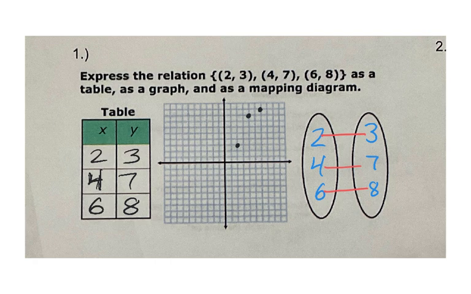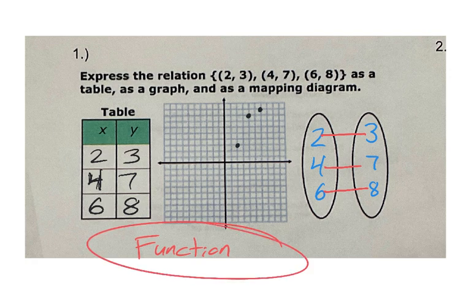So the list of x's should be in order, least to greatest. List of y's in order, least to greatest. No repeats, and then you draw lines to connect them. So after looking at this relation, is this relation a function? It is a function because the 3 inputs, 2, 4, and 6, don't have repeated outputs. Each input had only one output.